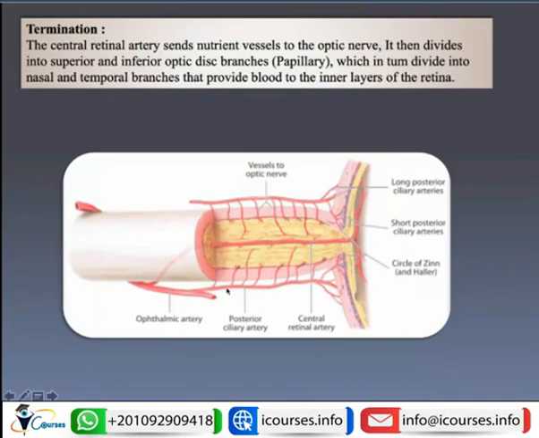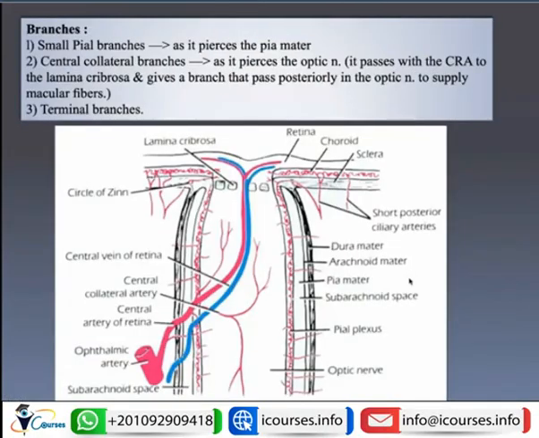So the central retinal vessels will share in the blood supply of the inner retina. However, the outer retina will be supplied by other parts, which are branches from what's called the circle of Zinn or circle of Haller, Zinn and Haller. And we will discuss this now.